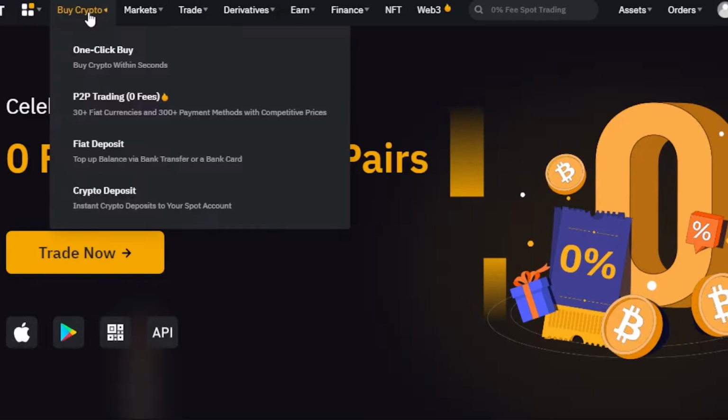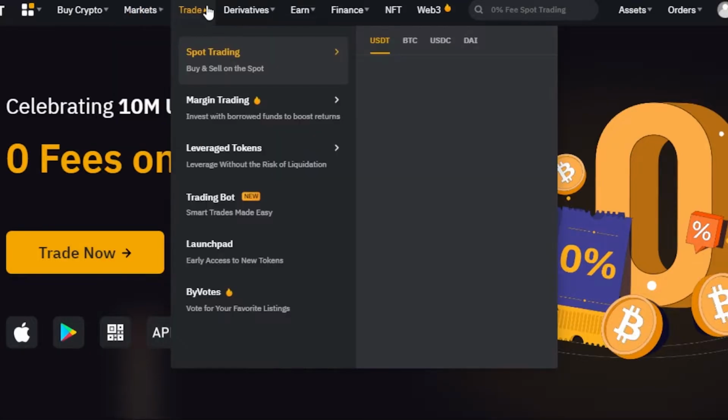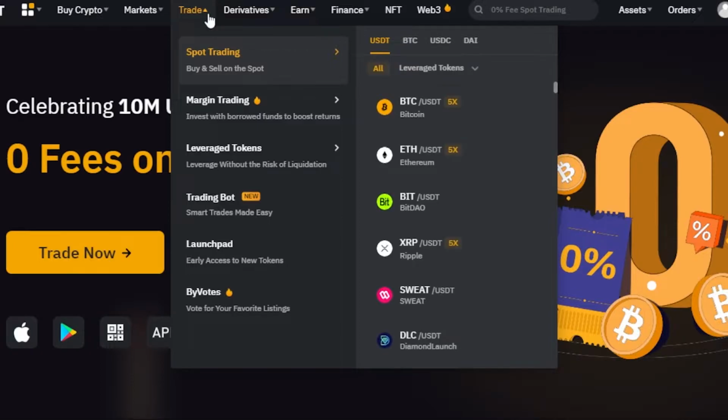You can see we have the buy crypto option, where I can buy crypto with one click, P2P trading, fiat deposit and crypto deposit. Then we have the marketplace, which gives us a huge marketplace with all of the futures, all of the trading, all of the different stakes as well. Then we have the trade option. So this is where we will focus today.